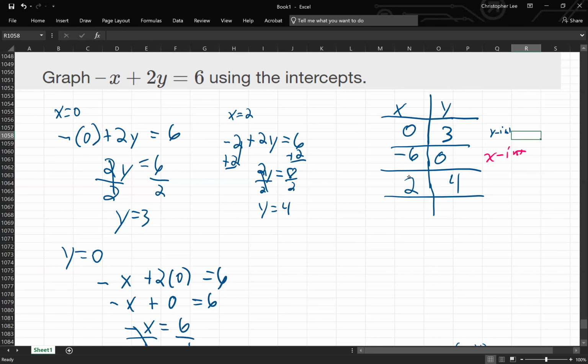I picked it, right? But the reason why I picked it was because the number that's in front of the Y in the equation is 2. And then a random choice, whatever you want.